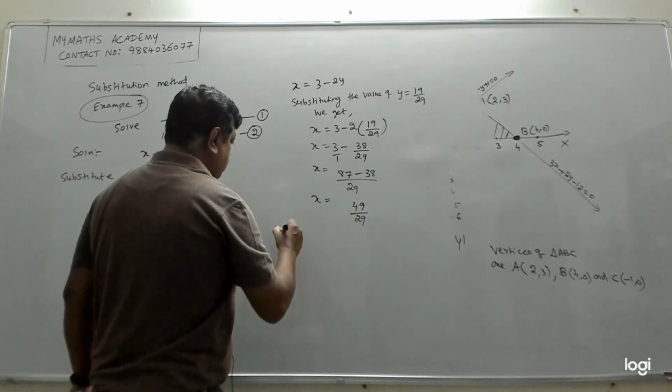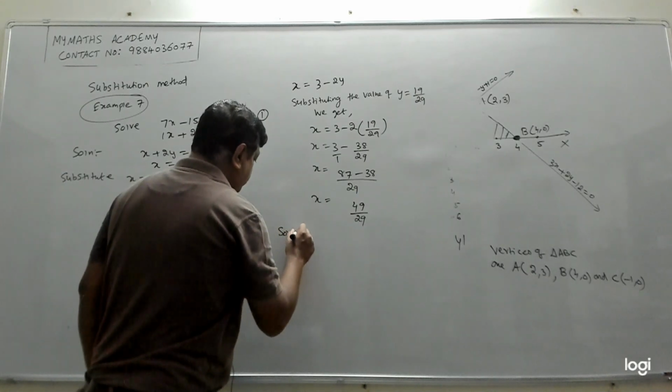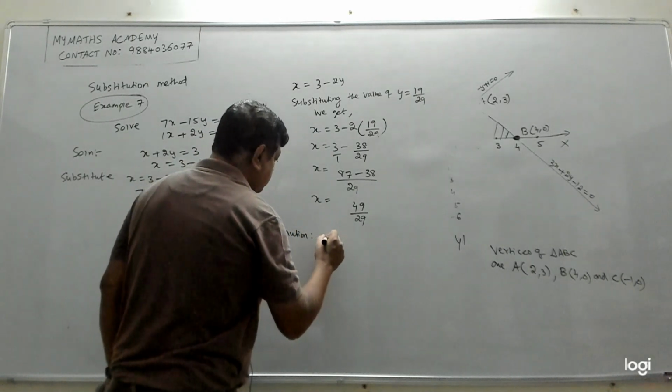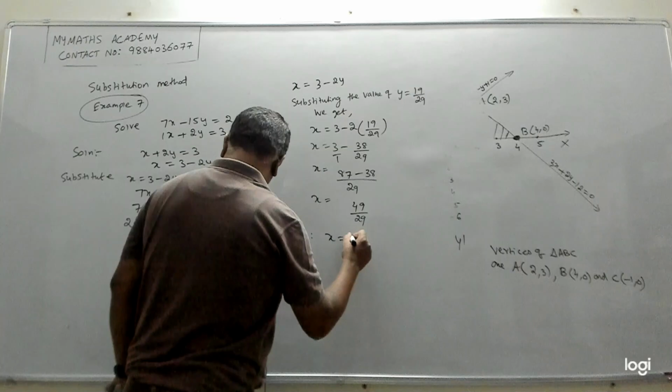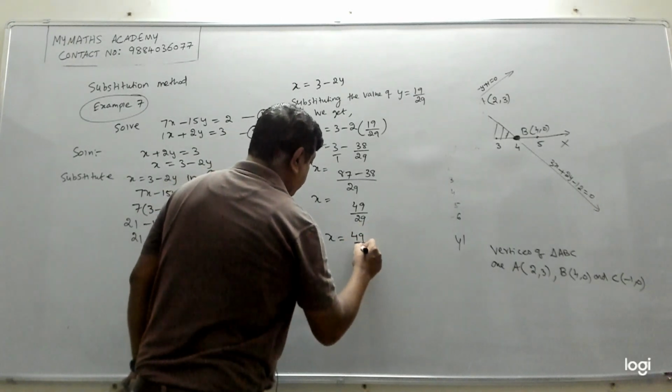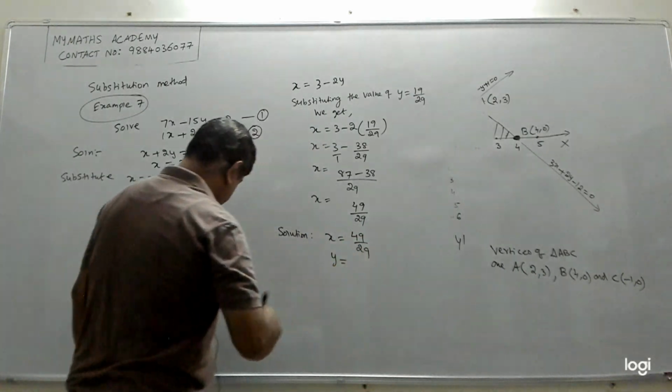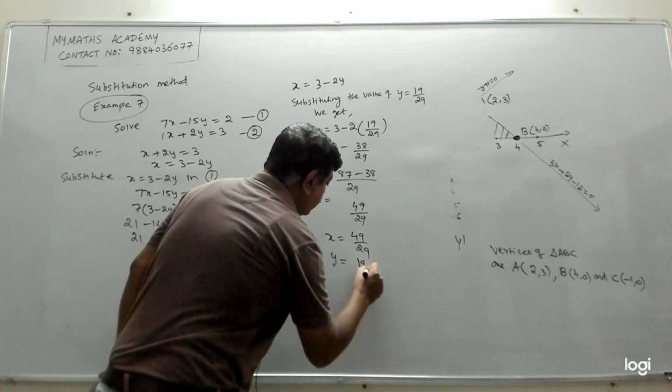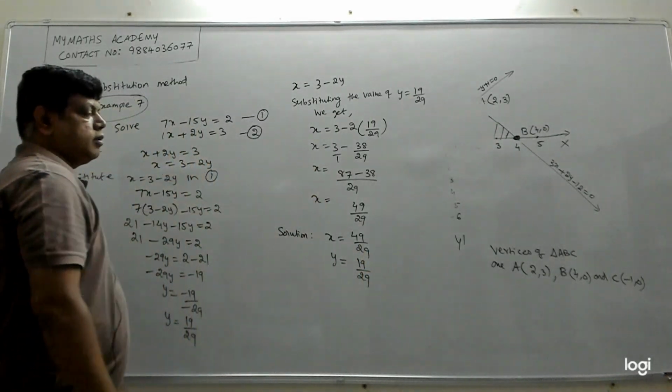So we have solved now. Our answer is, the solution is x is equal to 49 by 29, y is equal to 19 by 29. So this is the answer.